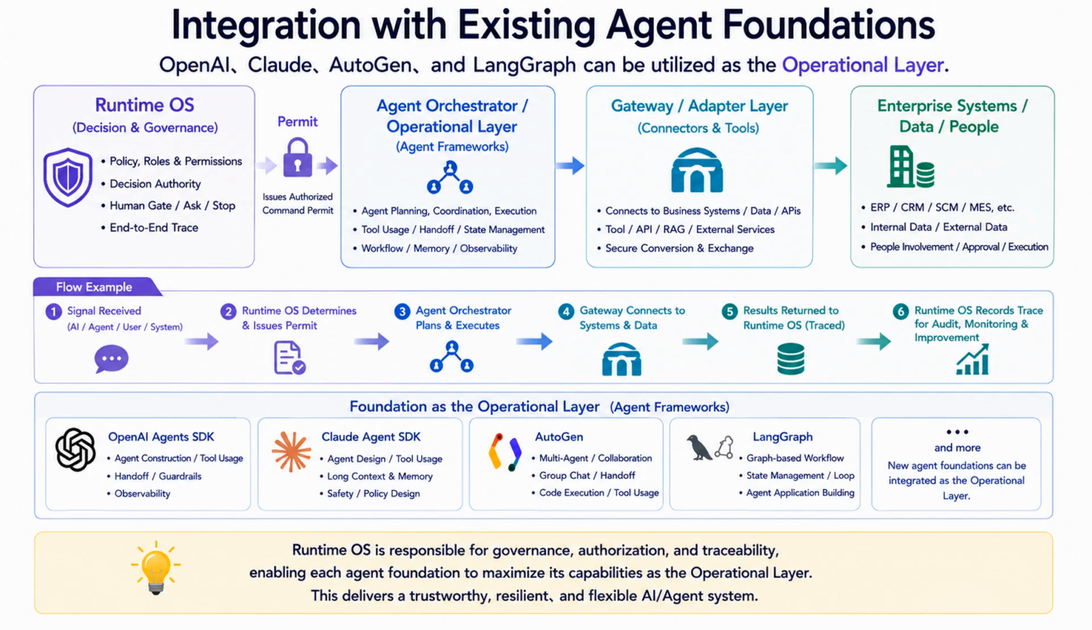With this architecture, even when new agent frameworks emerge in the future, the operational layer can be replaced or extended while preserving the governance mechanisms above it: decision authority, policy, human gate, and trace. In other words, we can separate the evolution of agent technology from organizational governance.